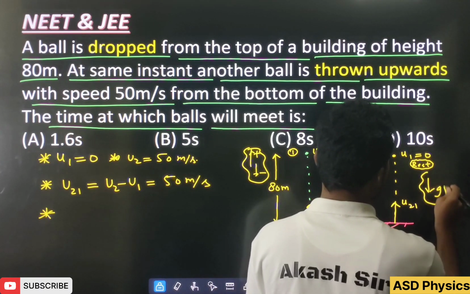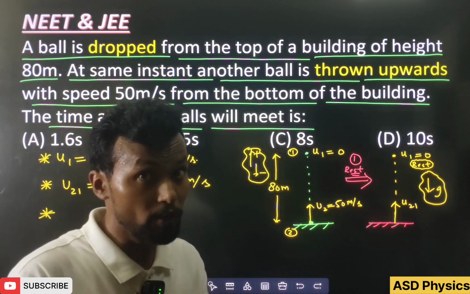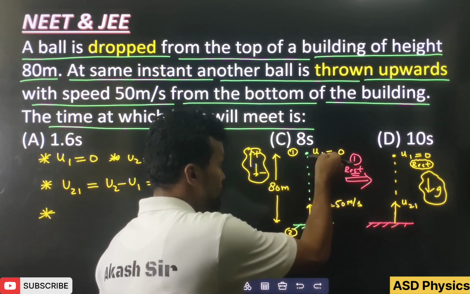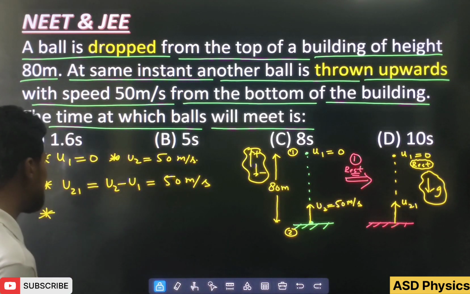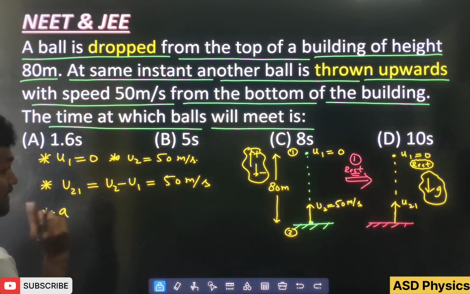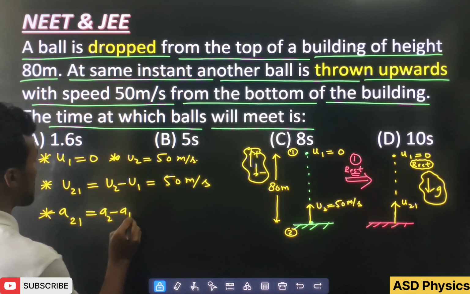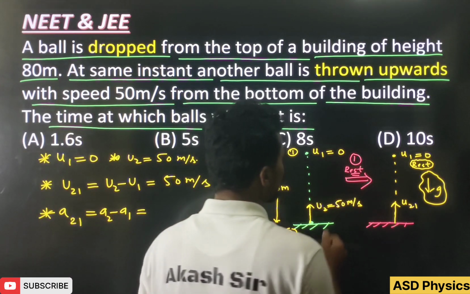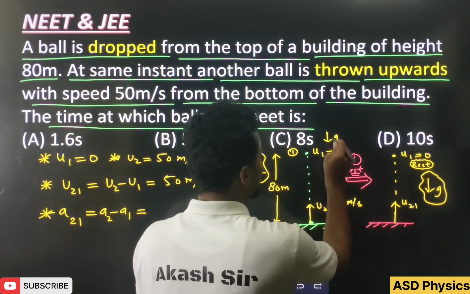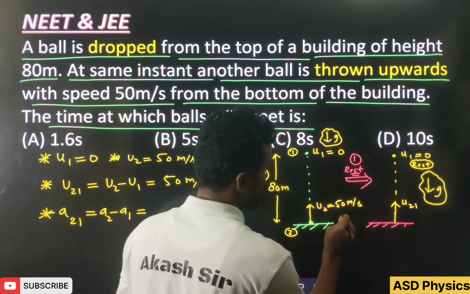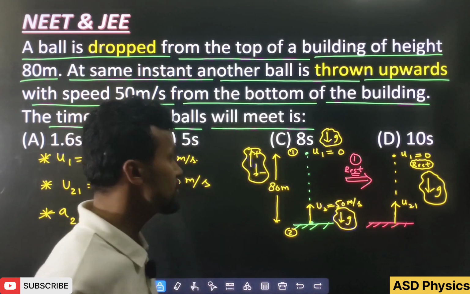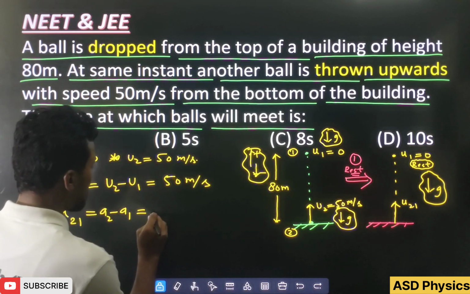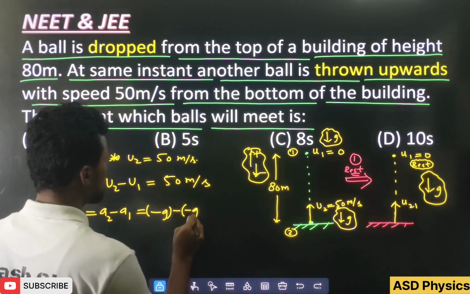Now, because they are moving under gravity, gravity is acting in this direction. That means the velocity is constant? No, velocity is not constant, because the velocity of the first ball is increasing and the velocity of the second ball is decreasing, because gravity is involved here. So in this situation, acceleration is also there, and we have to see acceleration also. The acceleration of 2 with respect to 1 will become A2 minus A1. Gravity on the first ball is downward, and on the second ball also downward, and the downward convention is minus. So A2 is minus g, and A1 is also minus g.